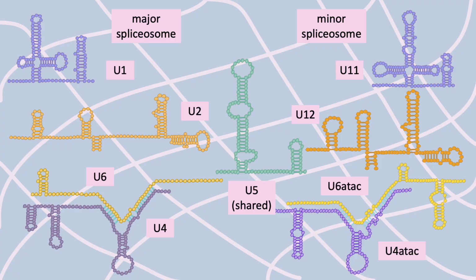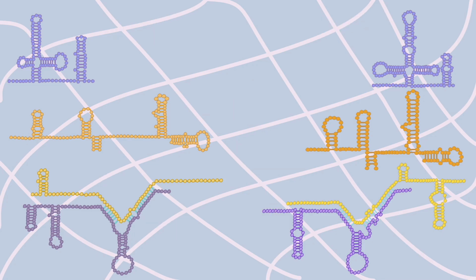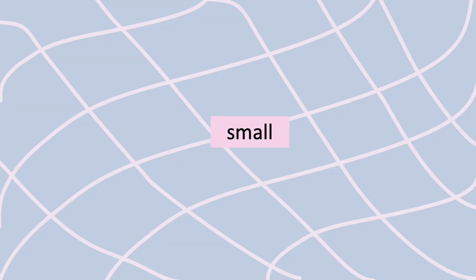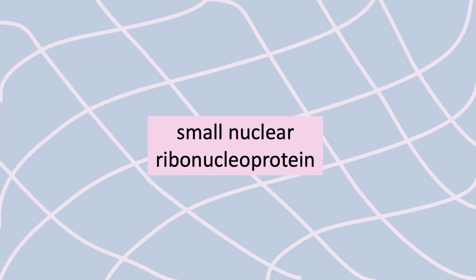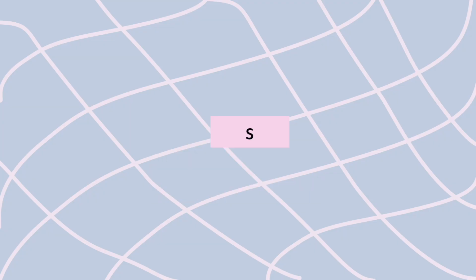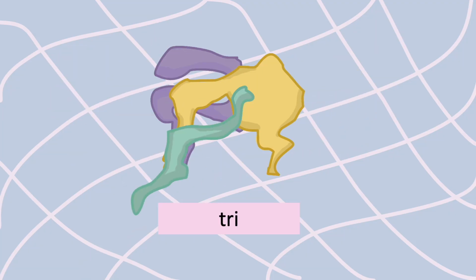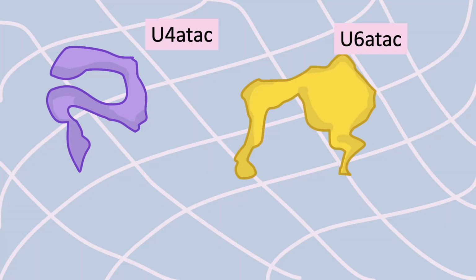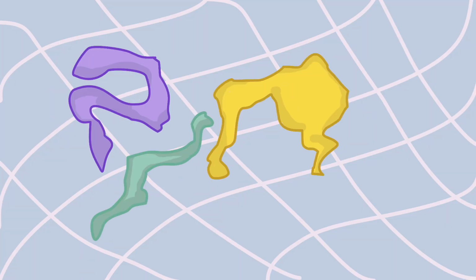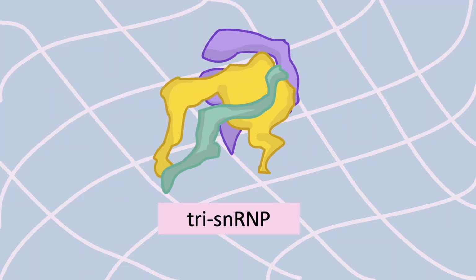The secondary structures of individual snRNAs are very similar, and so are their higher-order small nuclear ribonucleoprotein complexes, or snRNPs. For example, U4, U6, and U5 form a tri-snRNP, and likewise, U4atac, U6atac, and U5 associate into a tri-snRNP. On the other hand, there are also some differences between the 2 versions of the spliceosomes.